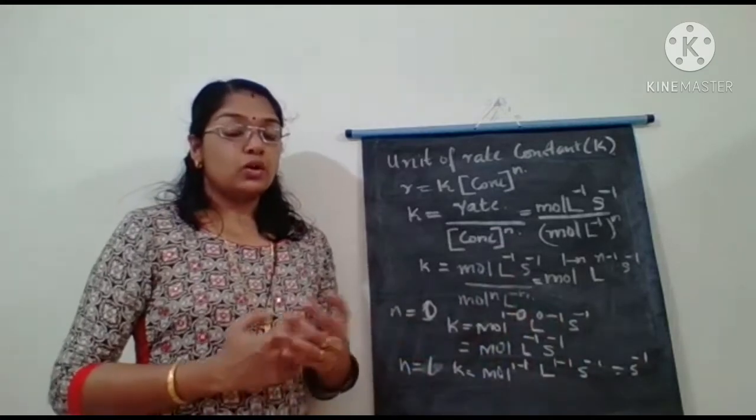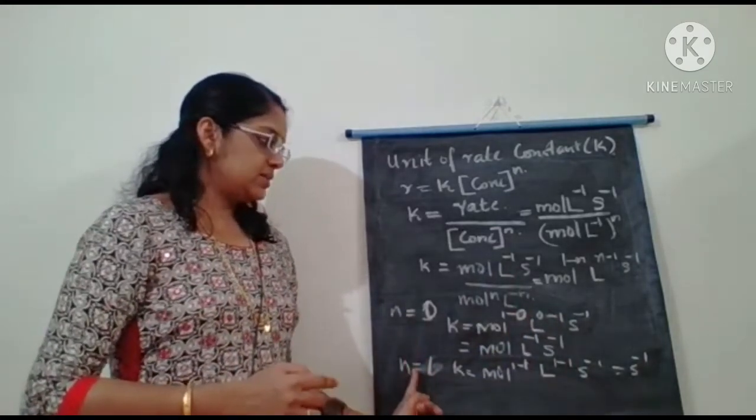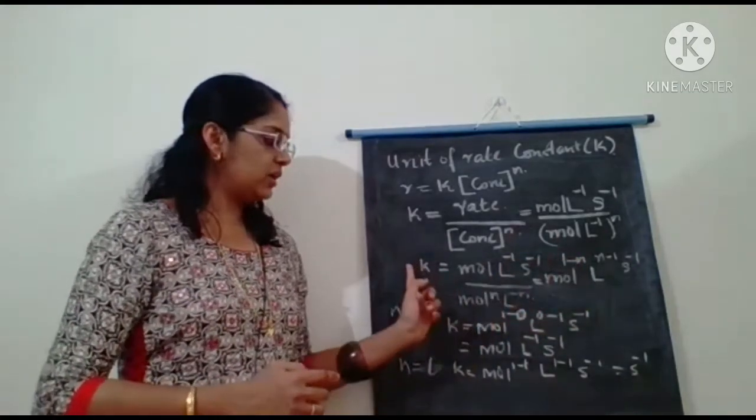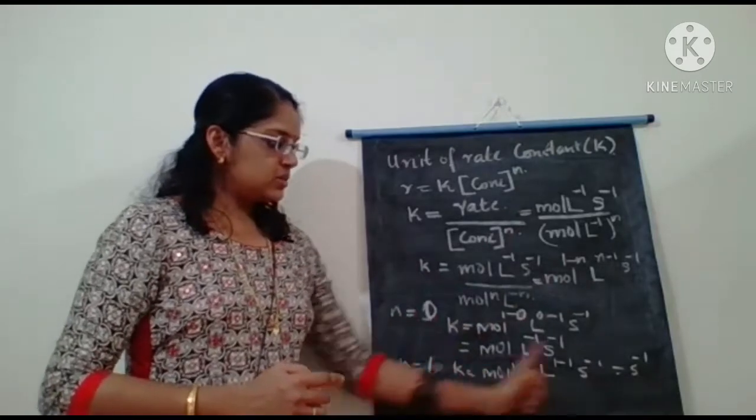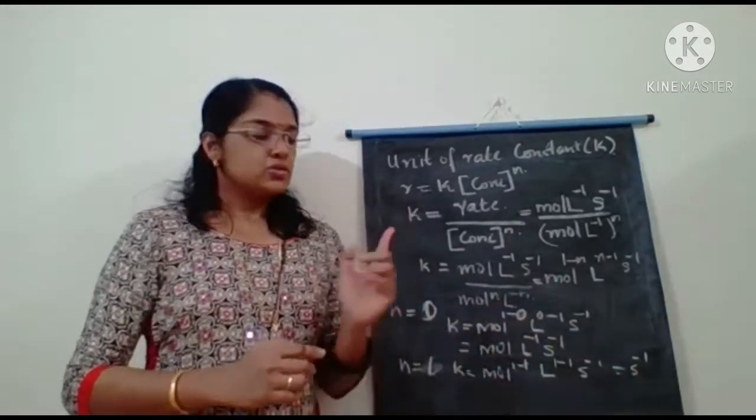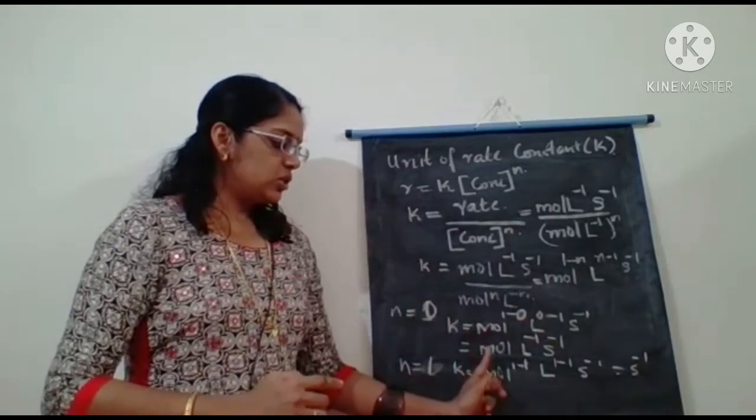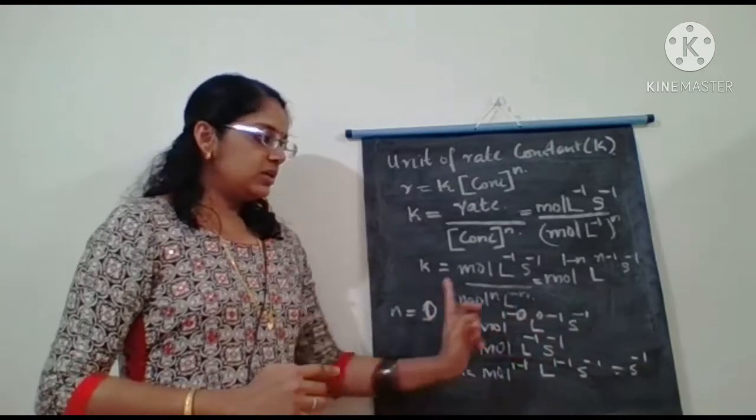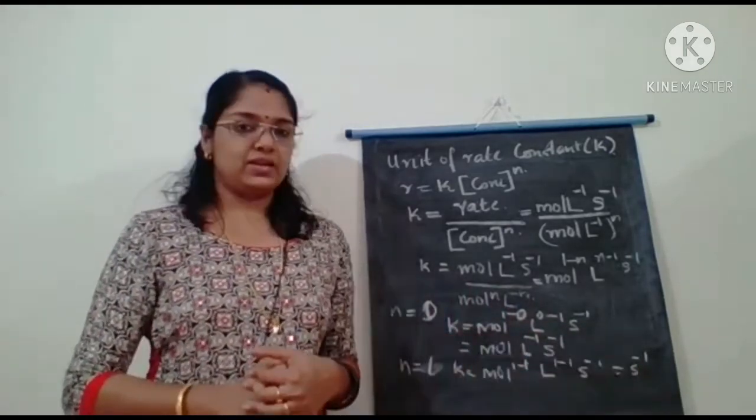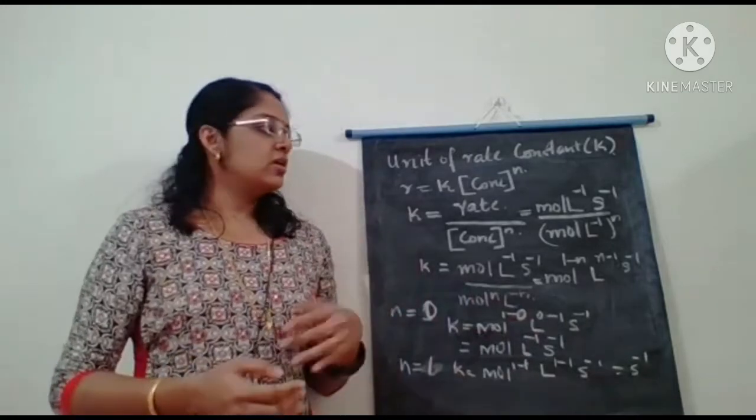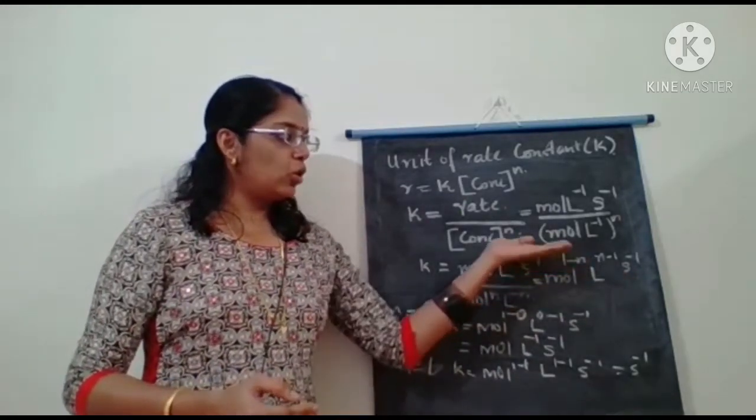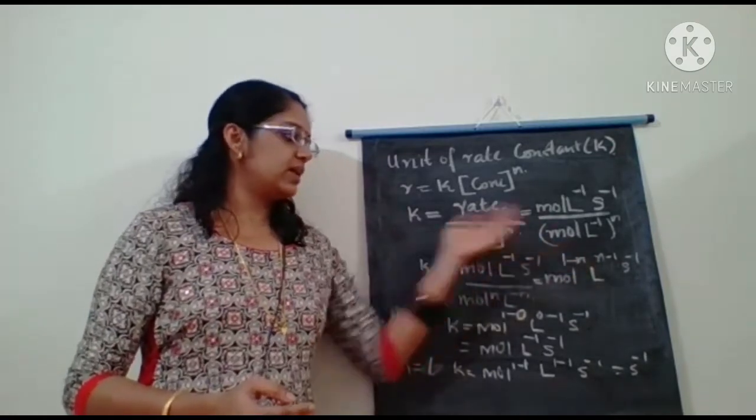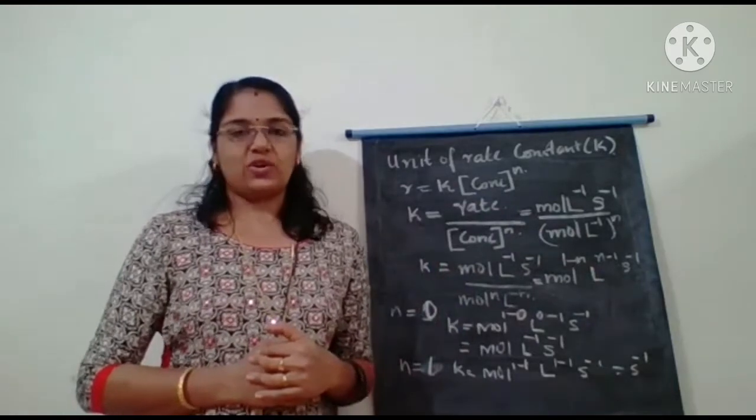Suppose our order of the reaction is 1, then n is equal to 1. Substituting n equal to 1, we find the unit of rate constant is second inverse. So for a zero order reaction, the rate constant unit will be mole liter inverse second inverse. For a first order reaction, the unit of rate constant is second inverse. So for any order of reaction, we can just substitute the value of n in this expression and find out the unit of rate constant.